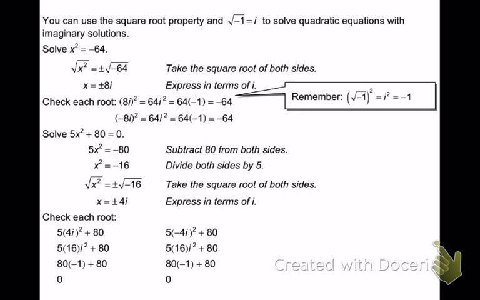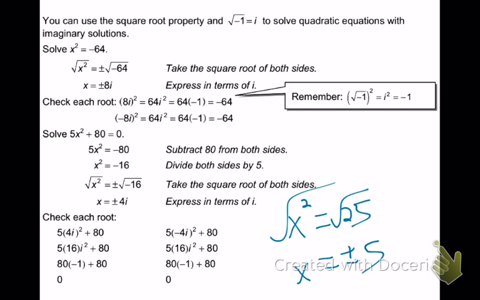Yesterday we had problems that were something like this: x squared equals 25. And remember, what's the opposite of a squared term? Square root, right? So I take the square root. What's the square root of 25? So our answer yesterday was x equals plus or minus 5. That's what we did yesterday.